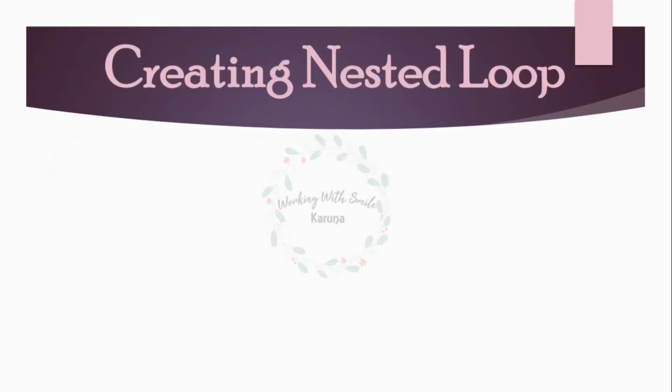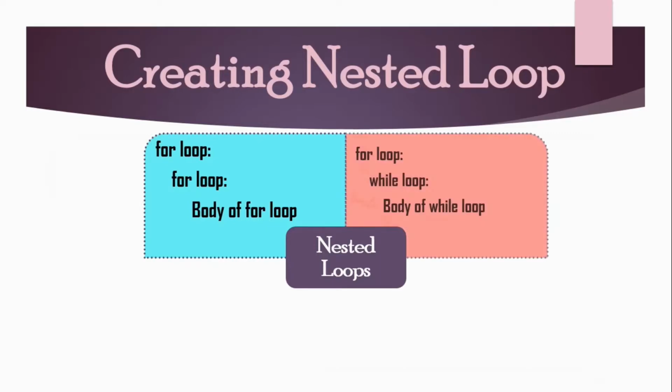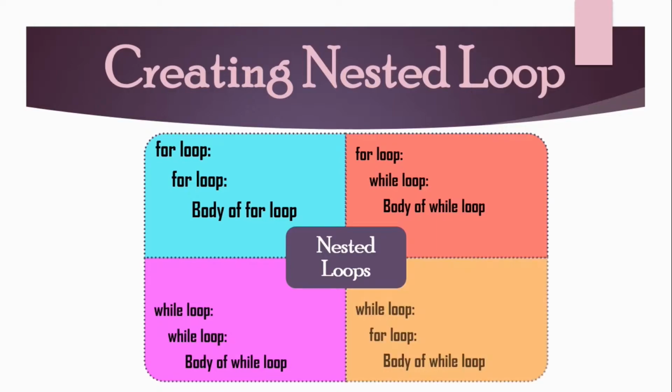Now, to create nested loops, you can follow these different ways of including a for loop nested inside a for loop, a while loop nested inside a for loop, a while loop nested inside a while loop, and the last one is a for loop nested inside a while loop.